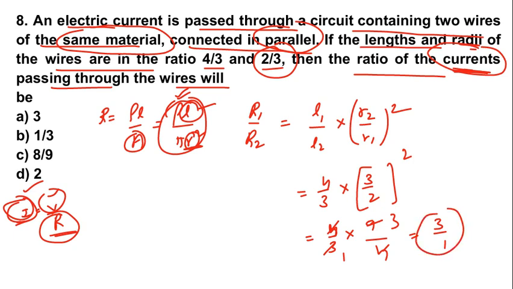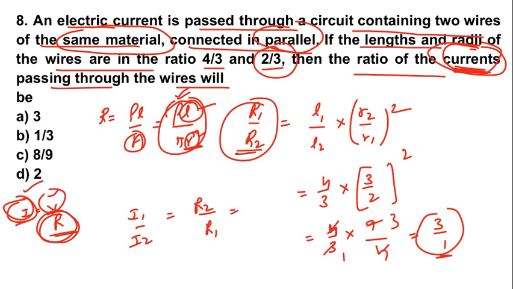What you are getting is the ratio of resistance values, but you have to calculate the current ratio. So what is the current? It is the inverse of this resistance. So what you can write? I1 by I2 equals R2 by R1. So what is R2 here? This is R1, this is R2. So R2 means 1, R1 means 3. So that is 1 by 3 you are getting. So 1 by 3 is the correct answer.